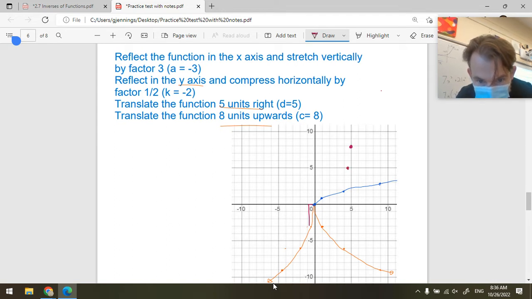And then we go over 2 and down 6 from the beginning. And then over 4.5 and down 9. So it's going to be there and down 9. So we are at there. Okay. And so this will be our new function, something like this.